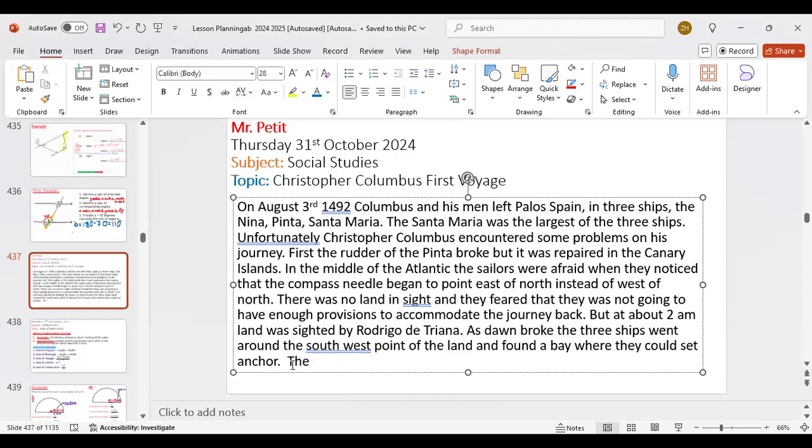What was the name of the island that they saw? San Salvador. Guanahani. Very good. The name of the island was Guanahani, but then they changed it to San Salvador. Guanahani, which was later changed to San Salvador.